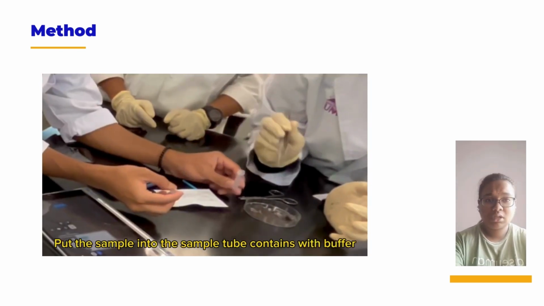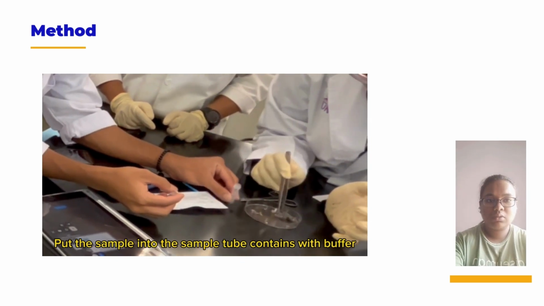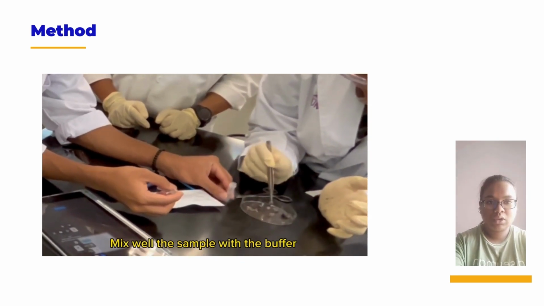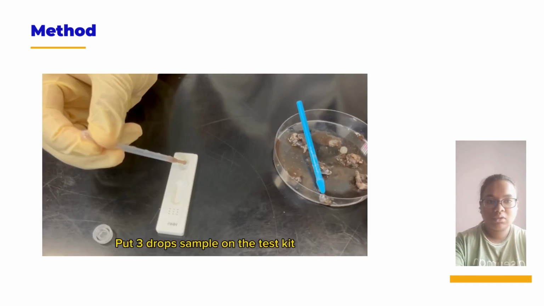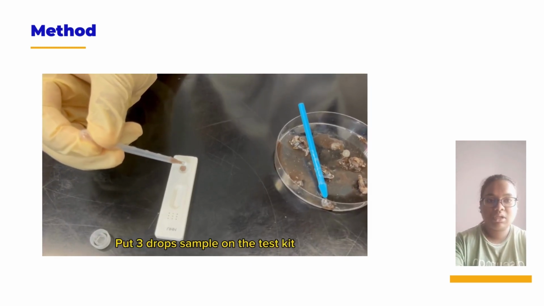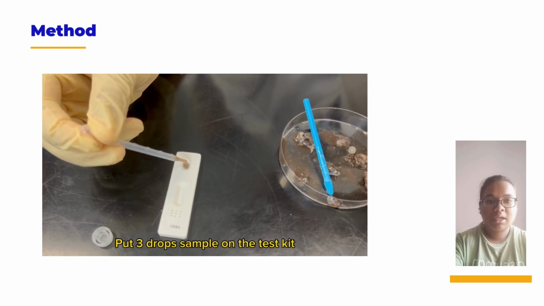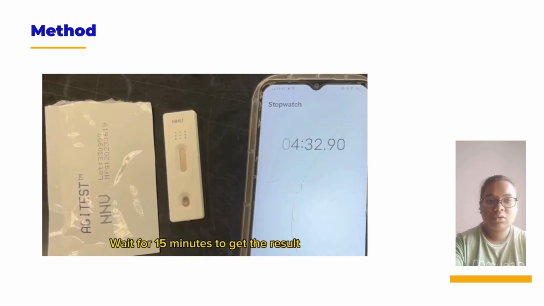Buffer preparation: follow the kit instructions to prepare the buffer solution. Mix the buffer solution well. Transfer a small sample and a few drops of the buffer solution to the test kit's sample chamber. Lay the kit flat and apply the sample buffer mixture to the designated area.